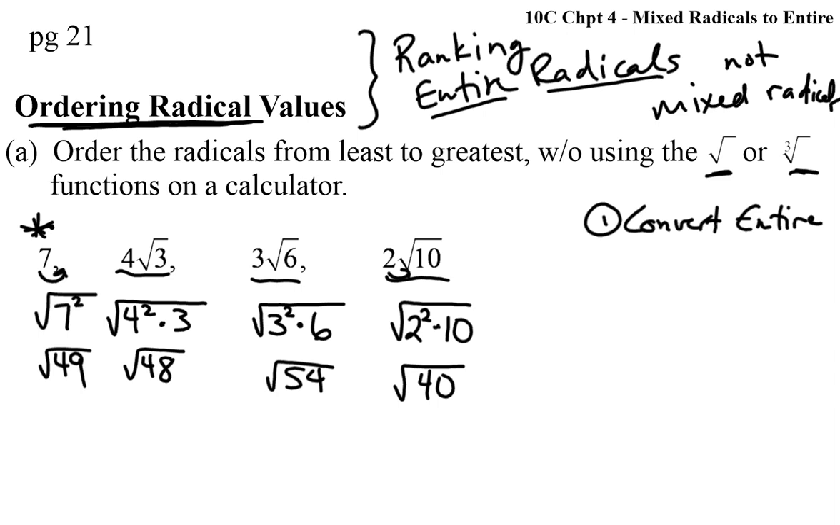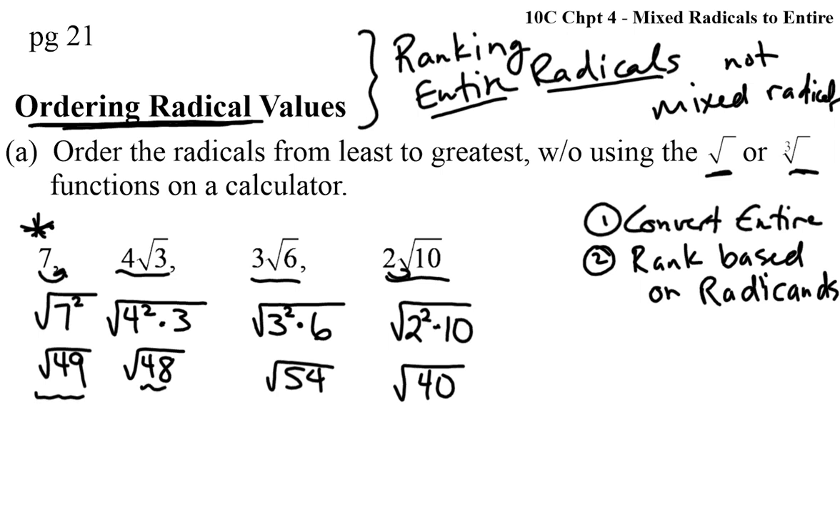Now, once you have everything entire, we rank based on the radicands. Now that they're all the same kind of radical, we just want to look at the radicands that are there and rank the originals. So we want least to greatest. Well, what's the smallest? 40 is our smallest radicand. So 2 root 10 is the least.